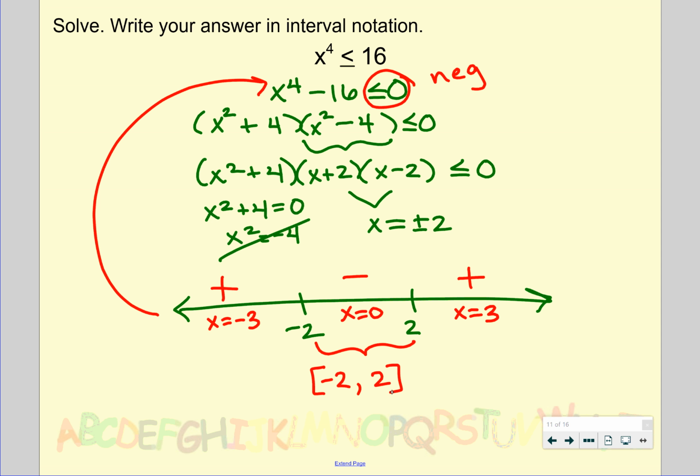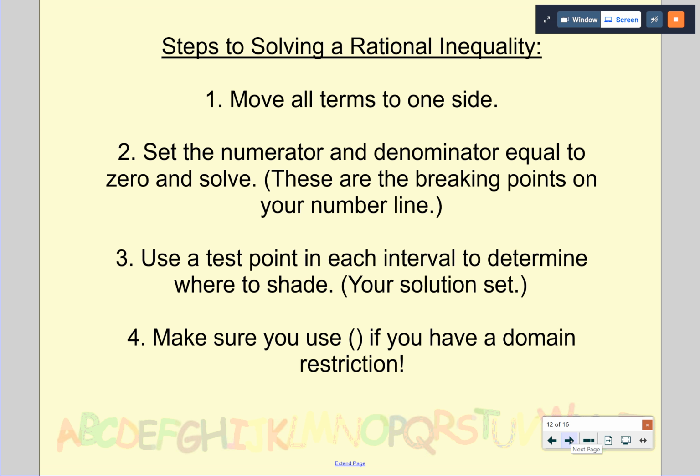All right. Questions on that one? All right, so we have 2 more problems to go. The last 2 problems are going to be rational inequalities. The steps for these are very similar. This time, though, you're going to have a numerator and a denominator rather than just a single polynomial.